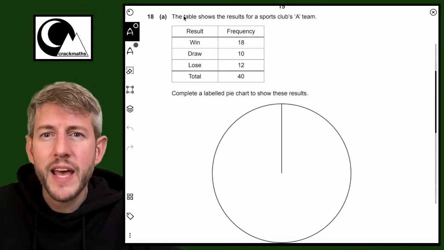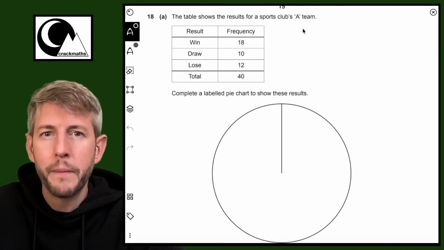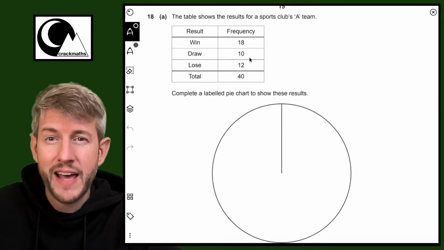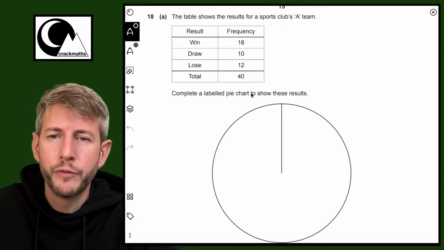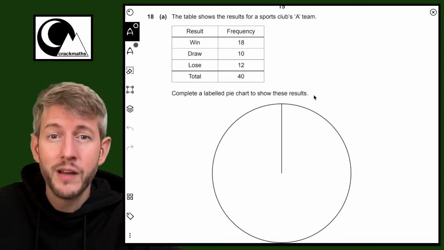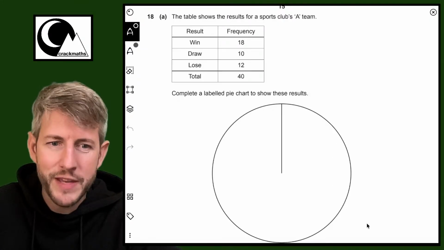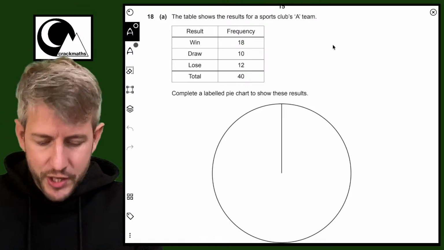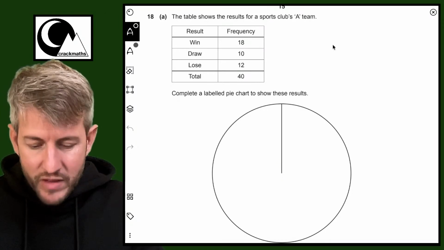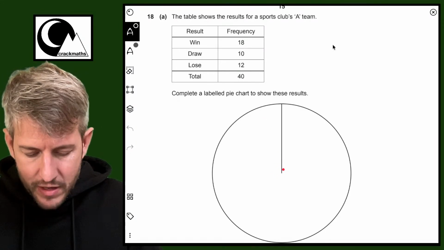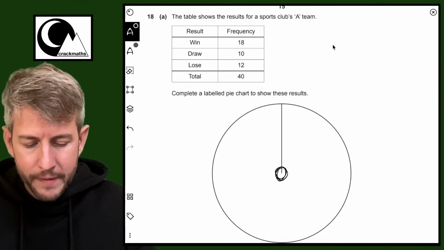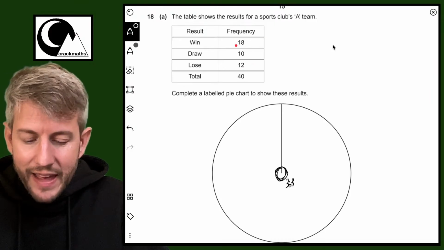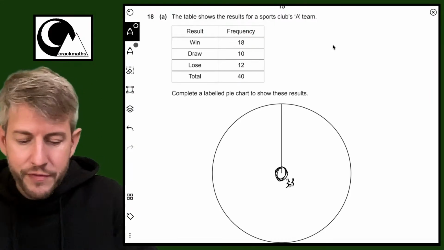Okay, the table shows the results for a sports club A team. So here we go. We've got they won 18, they drew 10, they lost 12, and total 40. Complete a labelled pie chart to show these results. Okay, right. So let's have a look at that. The thing about a pie chart is basically we're dividing each of these into 360 degrees. So we know that the whole section here is 360 degrees. So what we need to do is we need to get these fractions. We need to think of each of these as fractions.